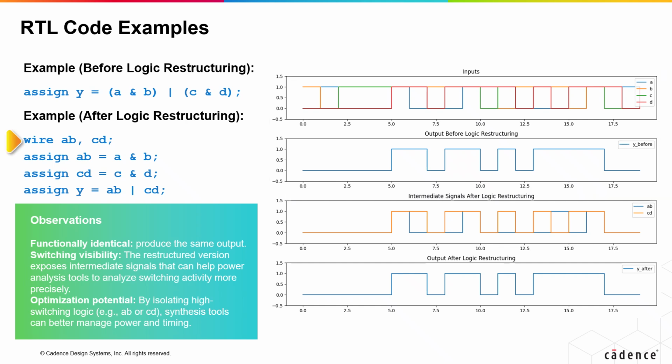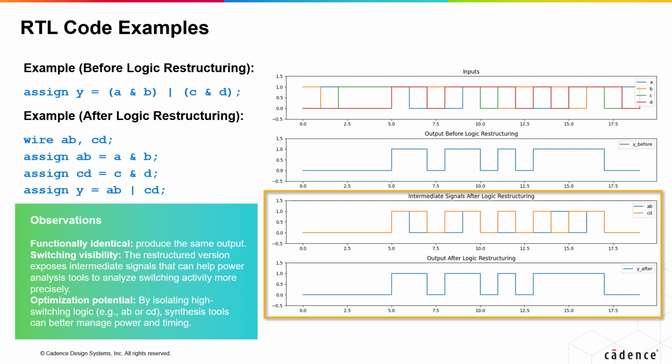The code after logic restructuring creates intermediate wires A, B, and C, D that store the values generated by the AND operations, and then the output y is determined from those intermediate values. The intermediate outputs are shown in the third waveform, and the output y after logic restructuring is shown in the fourth waveform. The output waveform y looks the same before and after logic restructuring. The two outputs are the same because the functionality remains the same before and after logic restructuring.